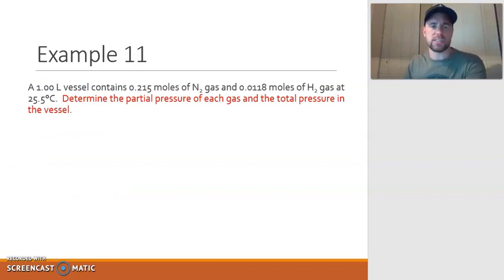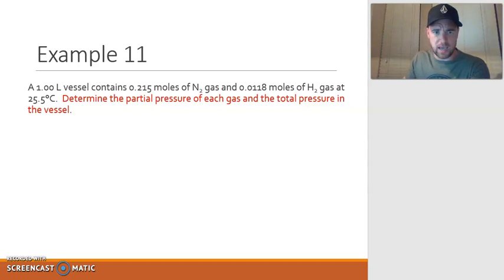A 1.00 liter vessel contains 0.215 moles of nitrogen and 0.0118 moles of hydrogen at 25.5 degrees Celsius. Determine the partial pressure of each gas and the total pressure in the vessel.